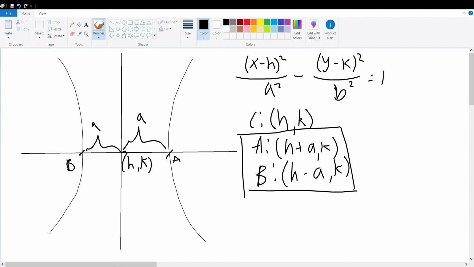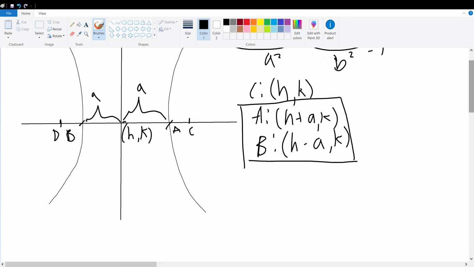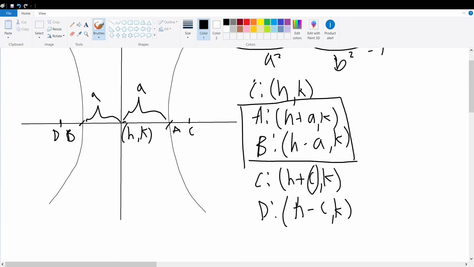Next, after the vertex, we also have the hyperbola's focus points, because a hyperbola is a conic section. We have points C and D labeled as such, with point C being the first focus point at (h plus c, k), and the second one being (h minus c, k). This c right here is different from the c for the center, as the c that I'm adding to h for the two focus points is actually their focal distance, represented by the variable c as well.